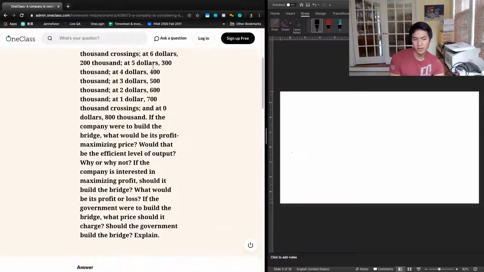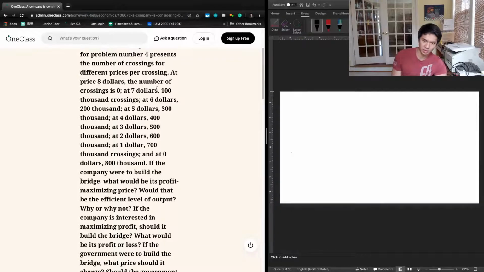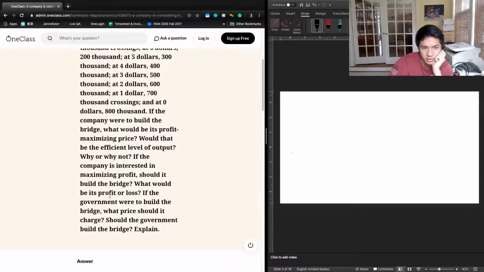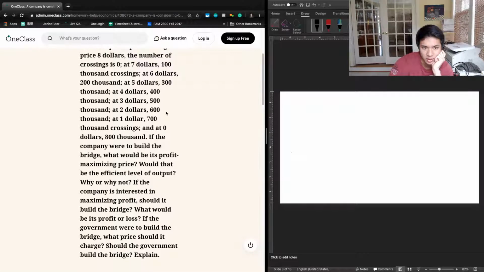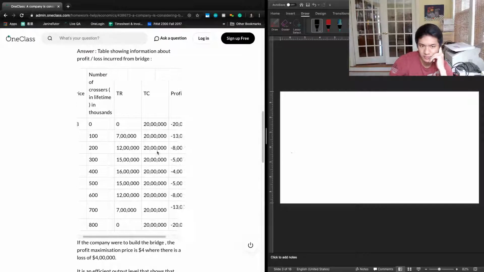Okay, so the previous tutor put together the table, which is good. And we just want to make sure they typed in all the numbers right. So we have 8 and 0, yep, 7 and 100, 6 and 200, 5 and, is it just linear? Yeah, 5 and 300, 4 and 400, 3 and 500, 2 and 600, 1 and 700. Okay, sure. So we have total revenue and total cost and profit.